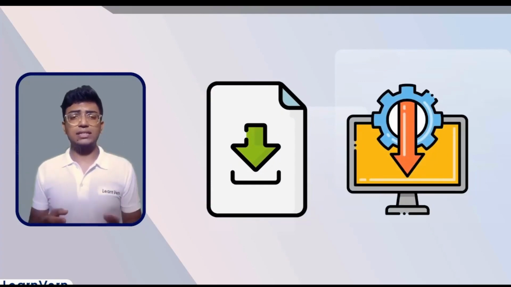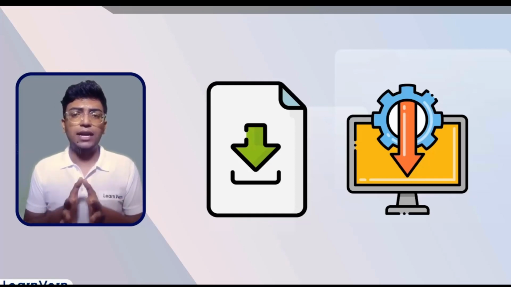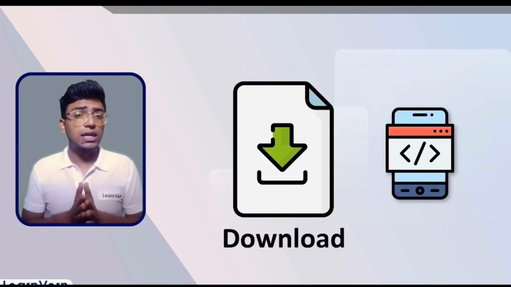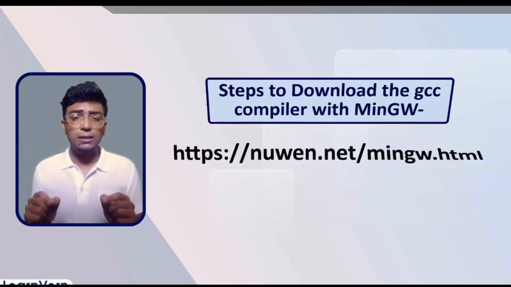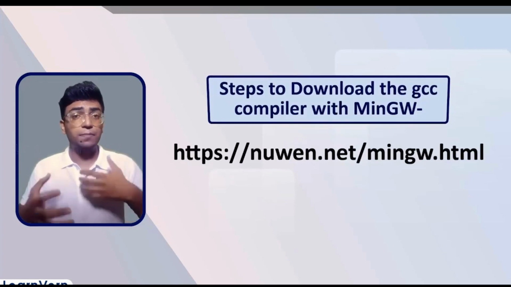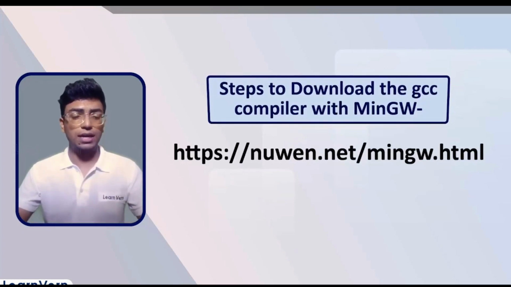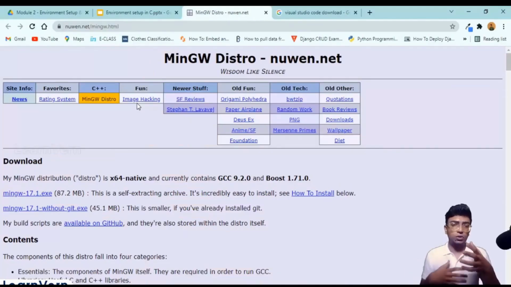So how will we do that? Come, let's understand that. First part would be downloading the compiler. How will we download the compiler? First of all, the link that you are seeing here, you will have to open in your browser. I have already opened this link. This is the link that I was displaying, which will be used to download the C compiler.